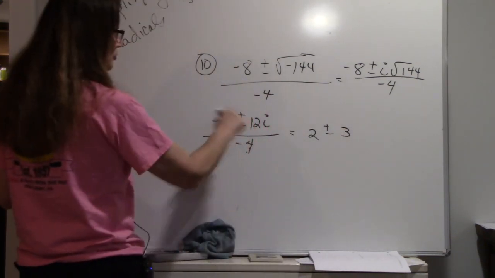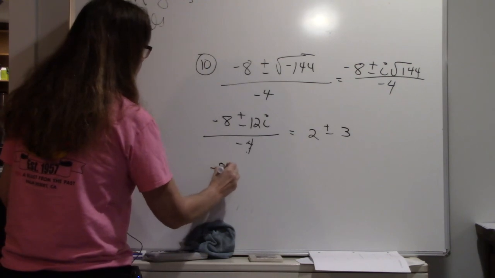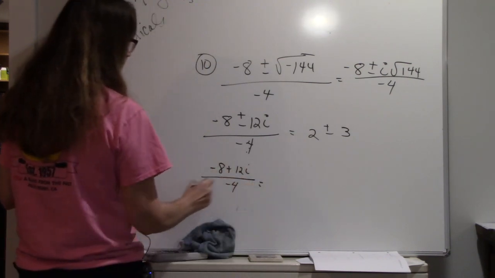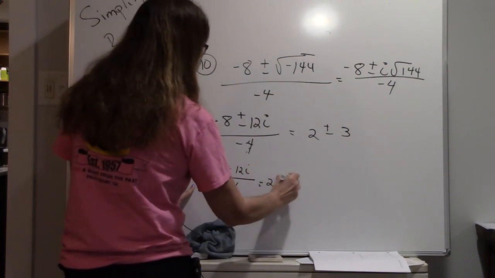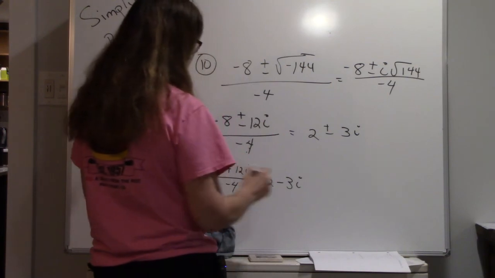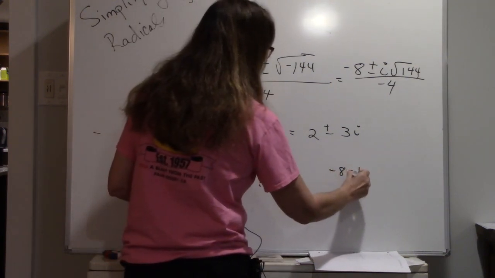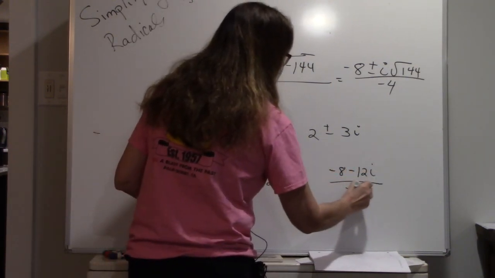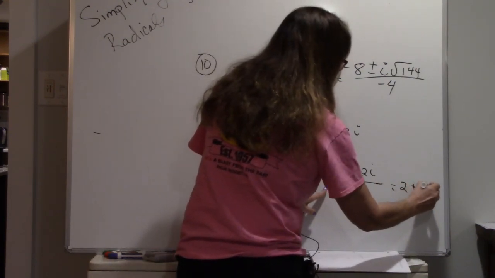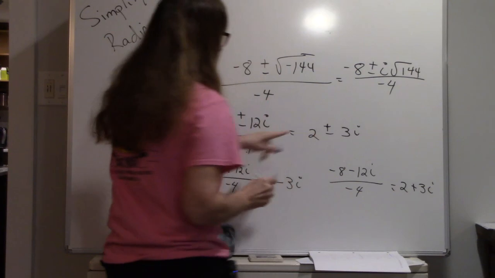But remember, there's two versions here. There's negative 8 plus 12i over negative 4, which is 2 minus 3i. Don't forget my i. And then I have negative 8 minus 12i over negative 4, which is positive 2 plus 3i. So that's where the plus or minus comes in.